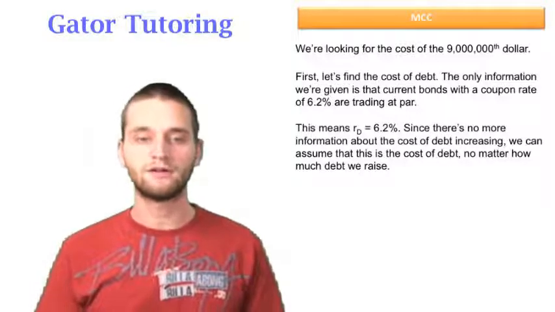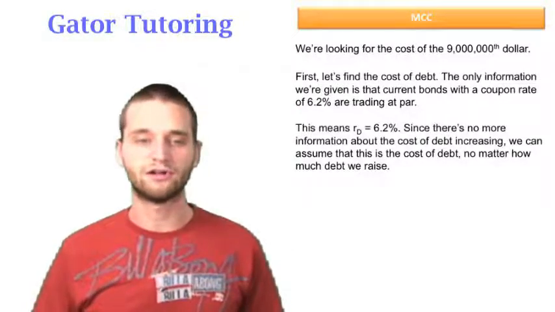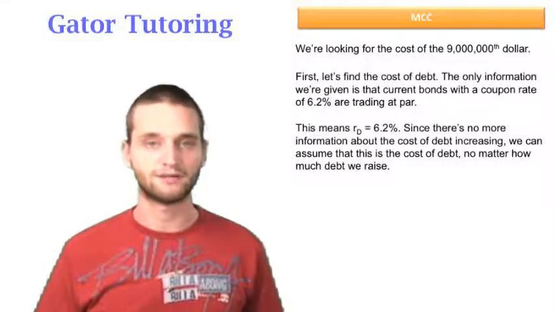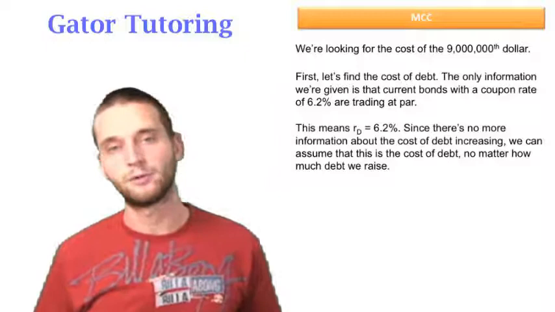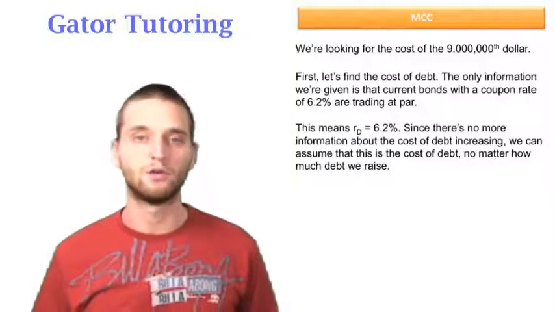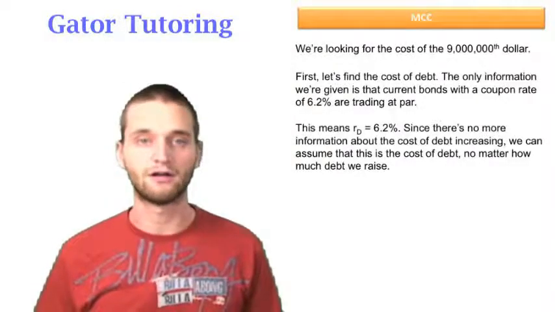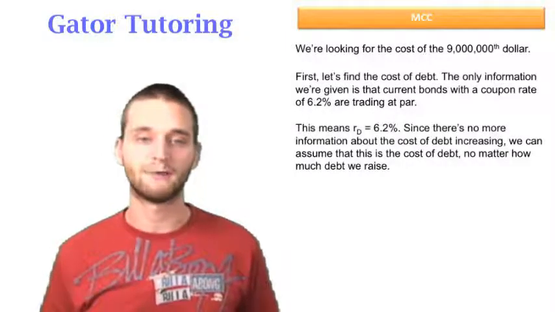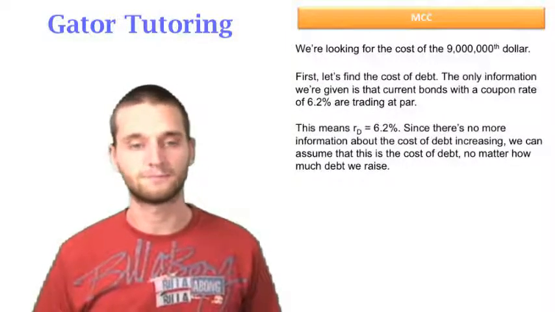Since there's no more information about the cost of debt increasing, we can assume that this will be the cost of debt, no matter how much debt we raise. So it doesn't say anything about after we raise $2 million of debt, we have to sell it for a higher amount. It doesn't say anything like that, so we can just say that our cost of debt, no matter what dollar we're talking about, is going to be 6.2%.